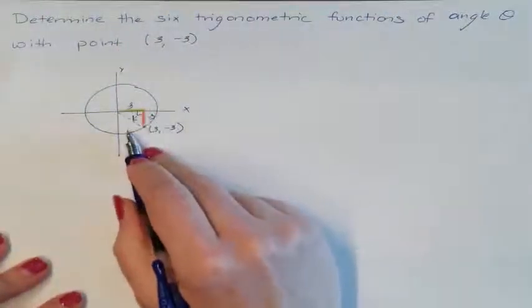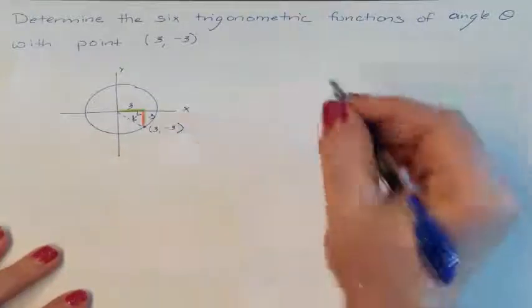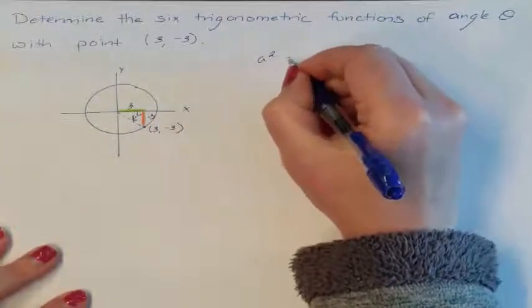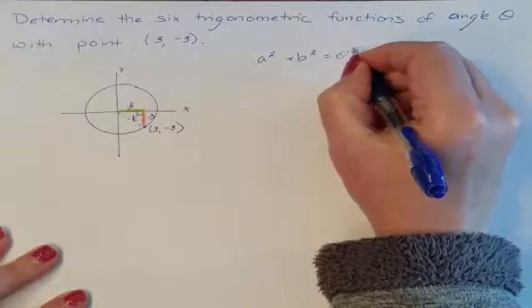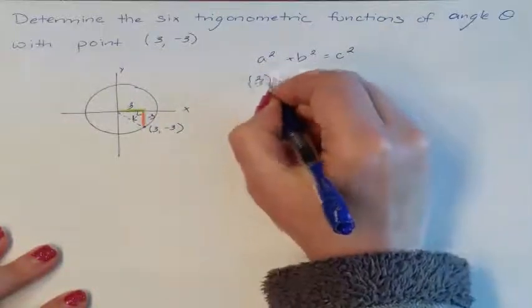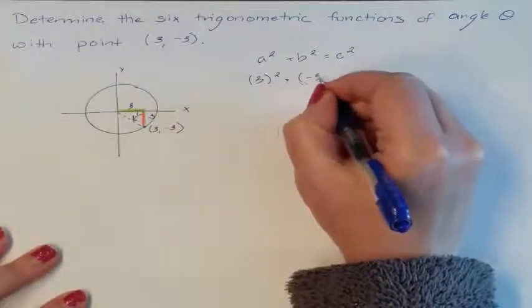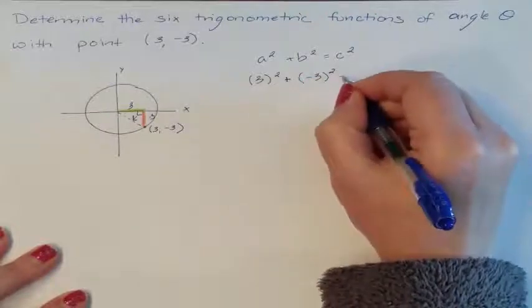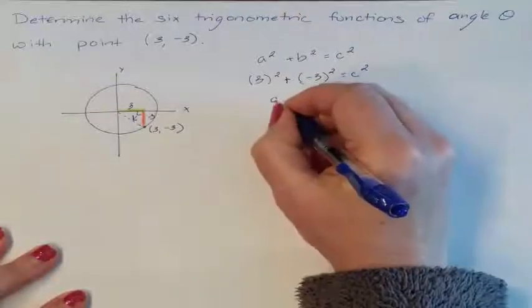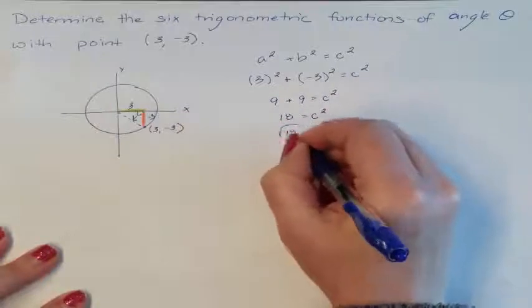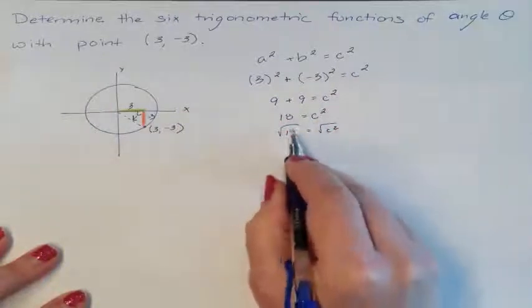So we have 2 of the 3 sides. I need to figure out my third side, so we need to use the Pythagorean Theorem: a squared plus b squared equals c squared. My a is 3, my b is -3, and I don't know c. Go ahead and solve for c. Solving for c, I need to take the square root of 18.